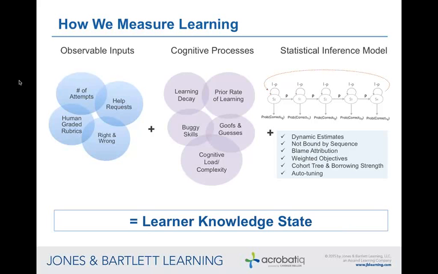And so the question we think about and ask constantly is, how do you actually measure learning? We do this by a three-pronged approach. These are observable inputs. We can gather this data: the numbers of attempts, the help requests, the right or wrong answers, all the things that I just showed you. It will create a body of evidence. But then, coming out of our experience from cognitive science and Carnegie Mellon and the Open Learning Initiative, we apply a set of what we call cognitive processes to that observable data, things like learning decay and the phenomenon of goofs and guesses, and cognitive load complexity.